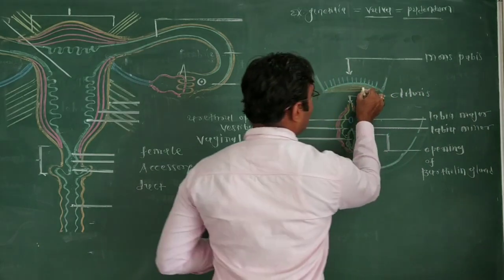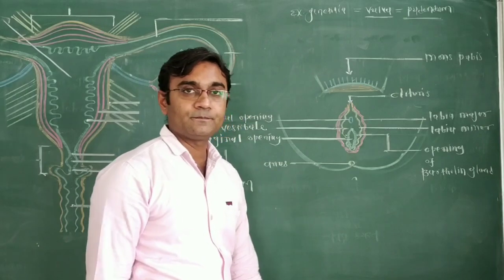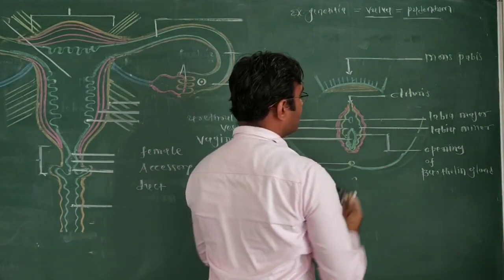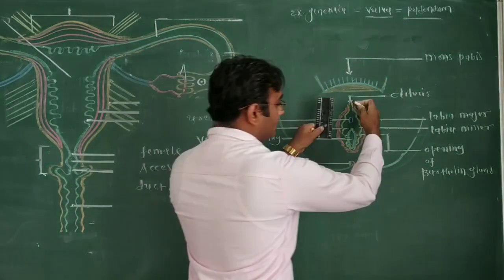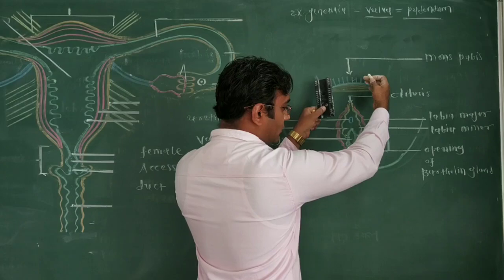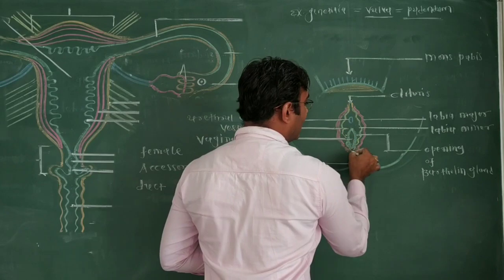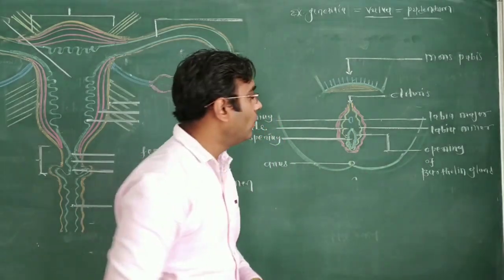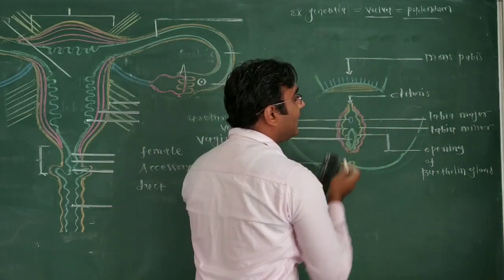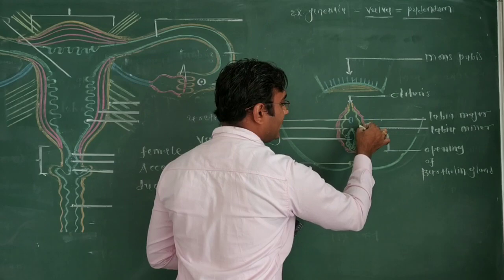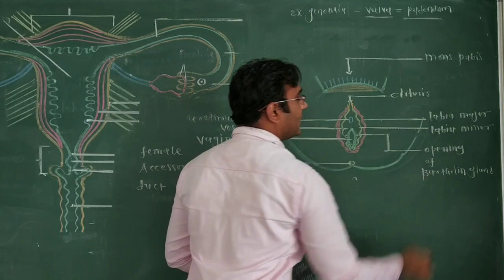Mons pubis is made up of fatty tissue covered with skin and pubic hair. From the mons pubis towards the lower side, up to the opening of the vagina, it is covered with a fleshy, thick fold of tissue, that is labia majora. Inside the labia majora, a thin fleshy fold of tissue is present, one pair. This is labia minora.